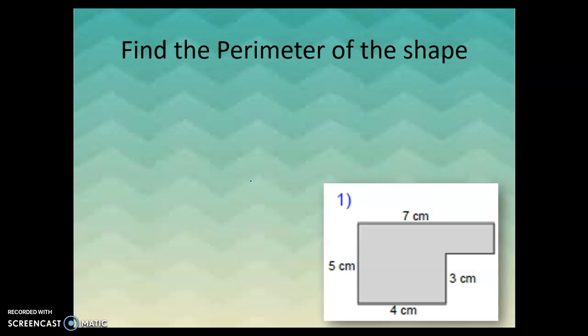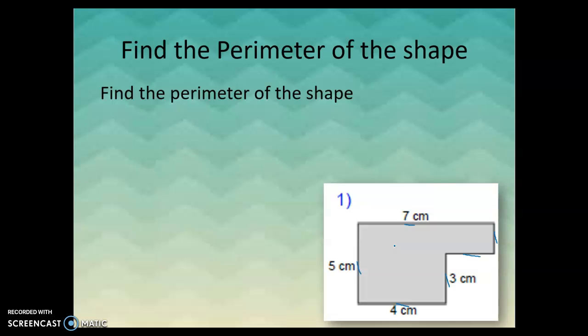So we've got this shape right here, and we want to find the perimeter. Again, we want to add up all the sides. So we know this side is 7, this side is 5, this side is 4, this side is 3, but we're missing 2 sides. But we can use the other measurements that we have here to help us figure out those 2 sides.